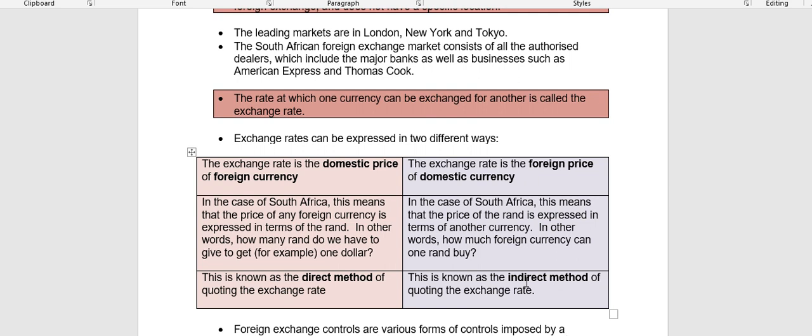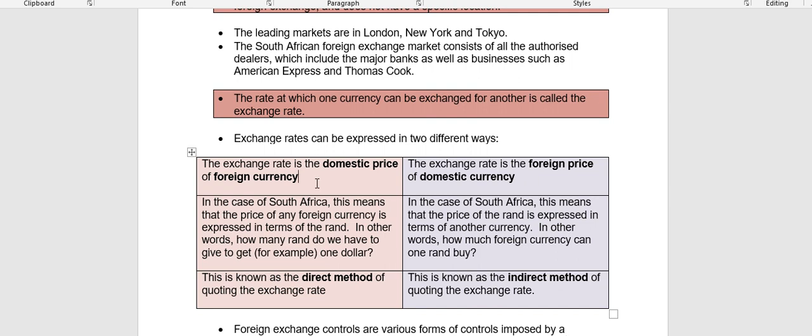Exchange rates can be expressed in two different ways. When we are back in class, I will show you on the currency table. Literally, there's a direct method of quoting the exchange rate and an indirect method of quoting the exchange rate. When we use the direct method of quoting the exchange rate, basically, we are saying what is the domestic price of foreign currency.